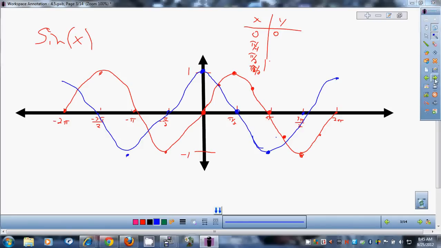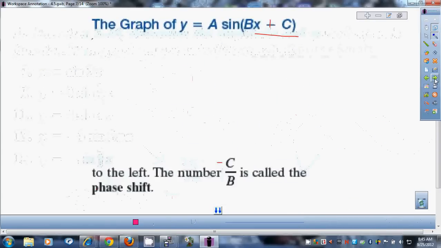Let's look at maybe one more. And then we'll look at vertical shifts and be done.